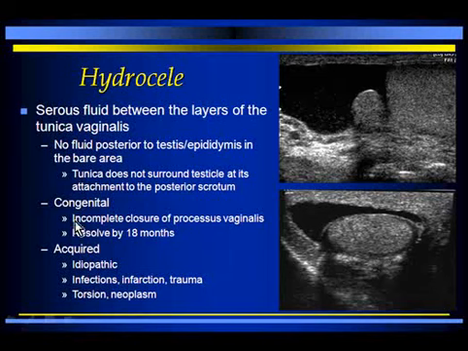Okay? Congenital hydroceles may be related to incomplete closure of the processus vaginalis. So there's fluid coming down through the inguinal canal. Usually these resolve by 18 months. Acquired hydroceles are most commonly idiopathic, but they can be associated with infections, infarctions, and trauma. And obviously, if there's a mass in the testicle or mass in the scrotum, you need to worry about that as a cause of hydrocele. And testicular torsion also can be associated with fluid as a hydrocele.